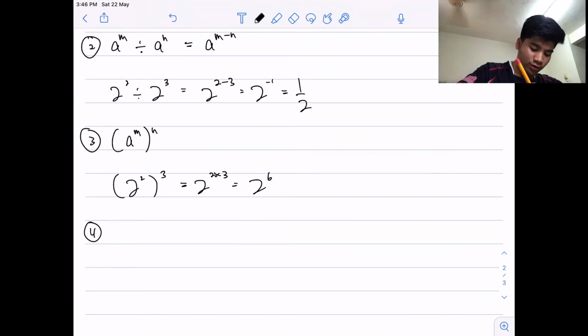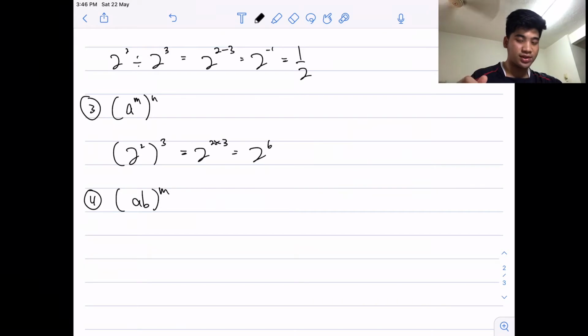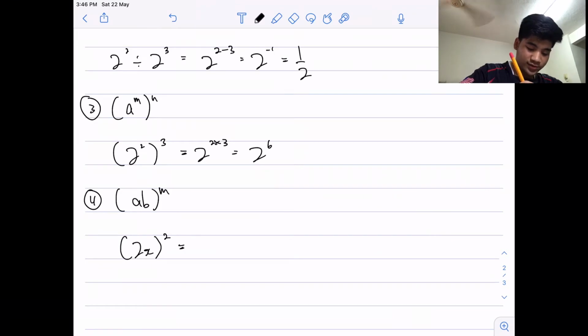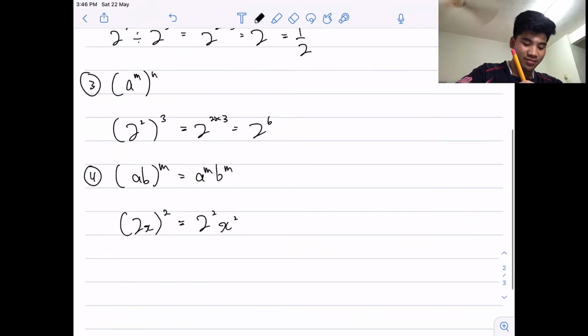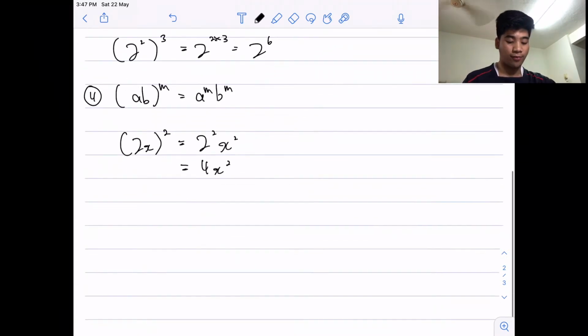Alright, let's look into the fourth law, which is when there are 2 values, so ab to the power of m. So usually we use this one when there is an unknown. So let's say it's 2x to the power of 2. Basically, you're going to multiply both. Alright, sorry, I forgot to rephrase this. It's a to the power of m and b to the power of m. So you have to basically multiply the indices of 2 to both. So it'll become 2 to the power of 2 and x to the power of 2. And then you just have to give the exact value, which is 4x squared.